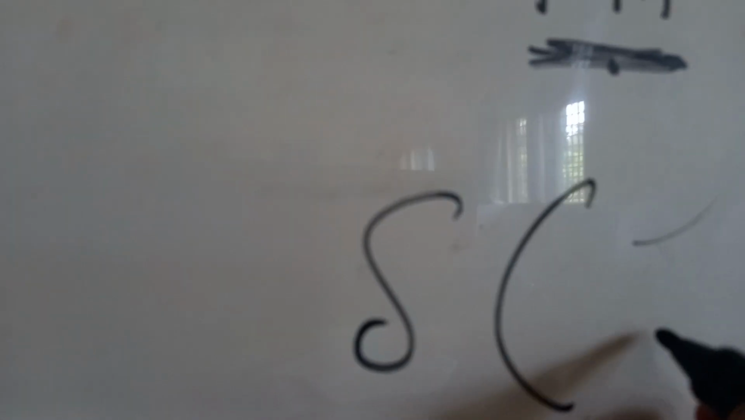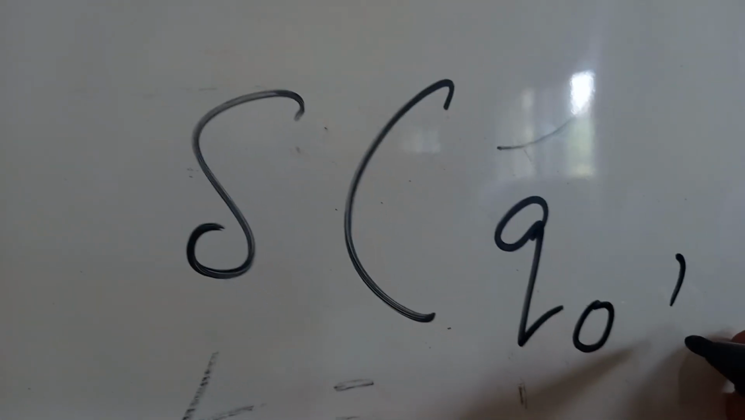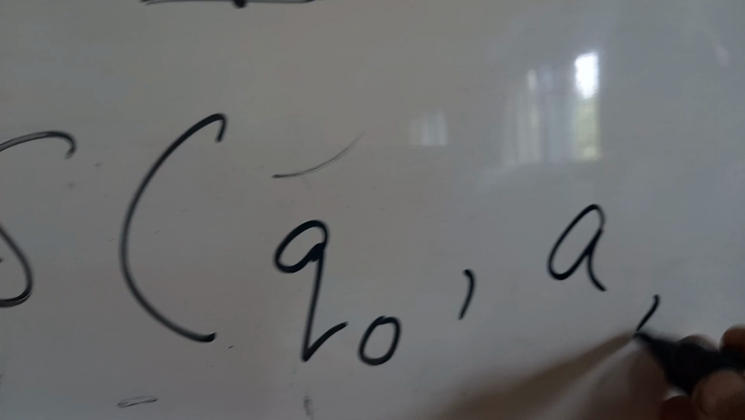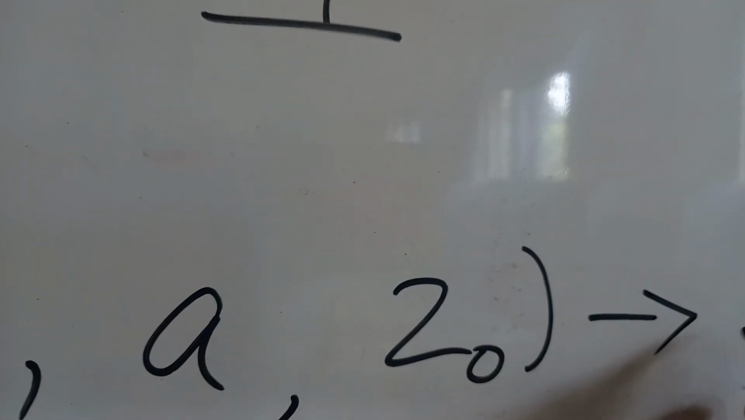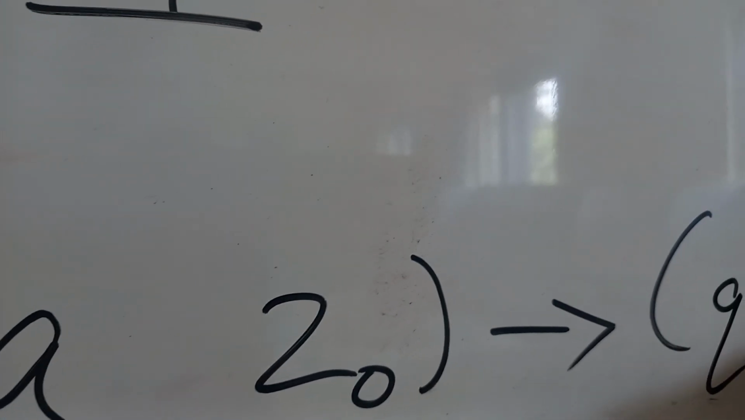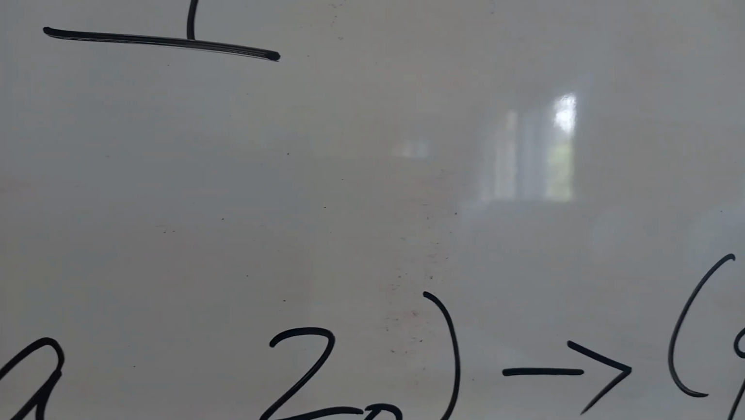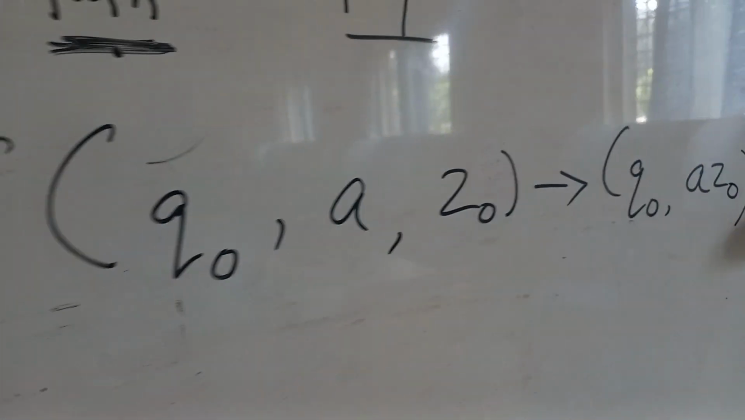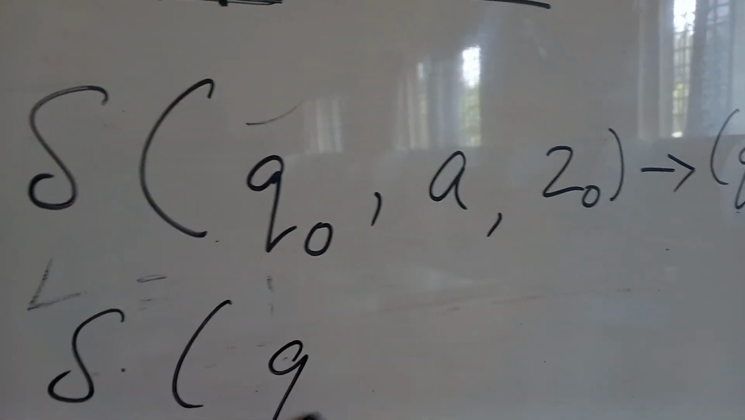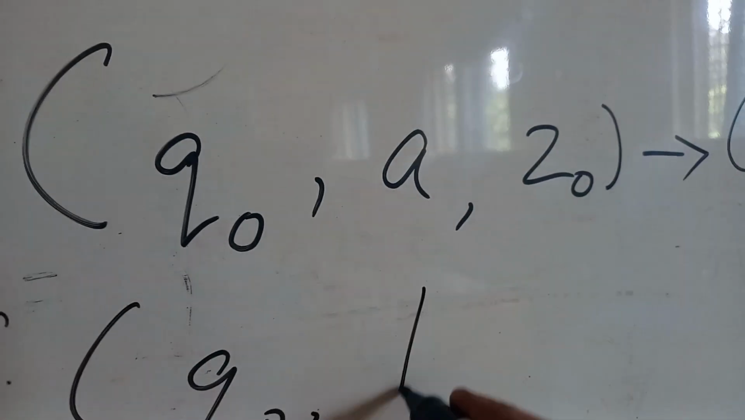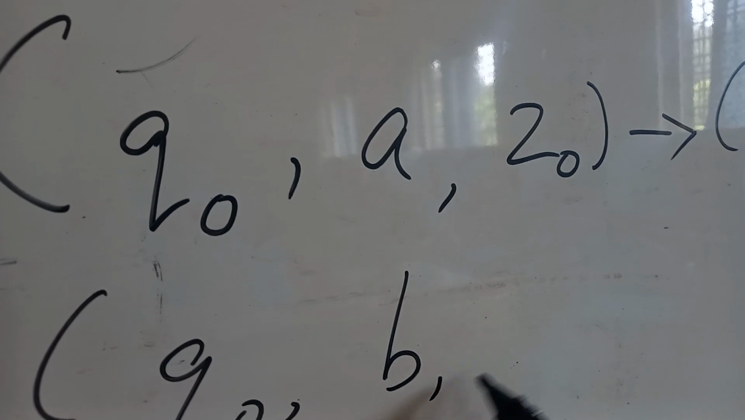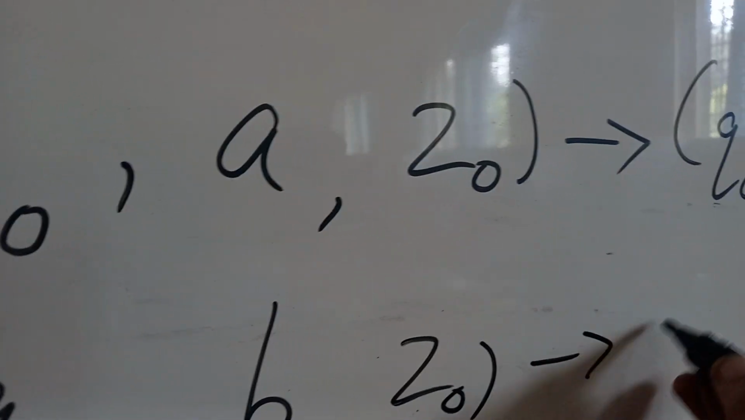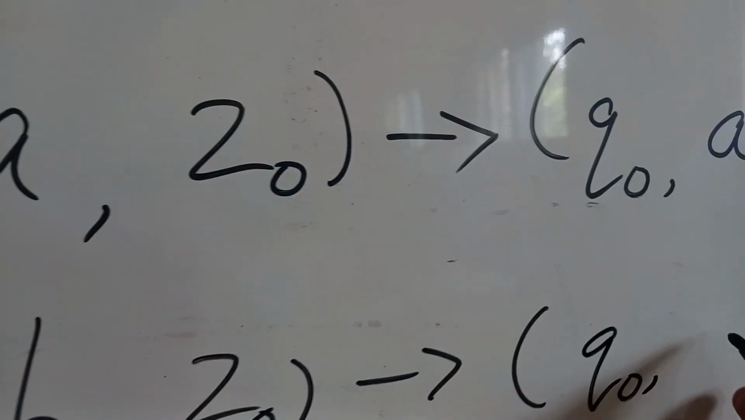So what is the transition here? We are in the initial state q0. If the input symbol is a and initially the top of the stack is Z0, we keep the same state and simply push that symbol onto the top of the stack. Similarly, the string can start with b also: in q0, the input symbol is b and the top of the stack is Z0, so we push that onto the top of the stack, remaining in the same state.